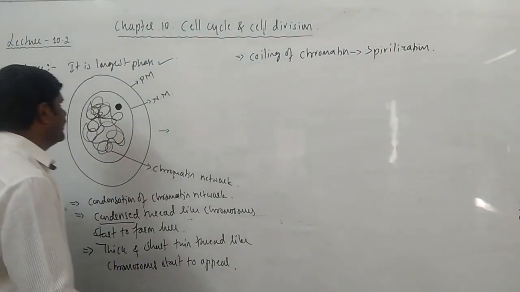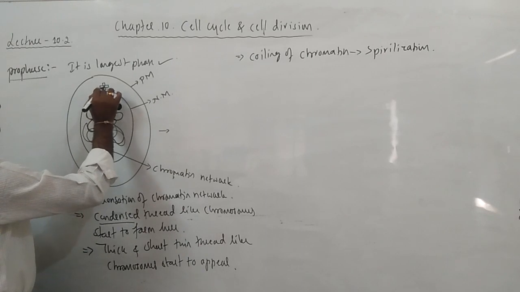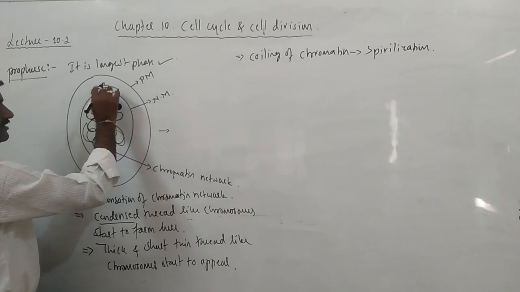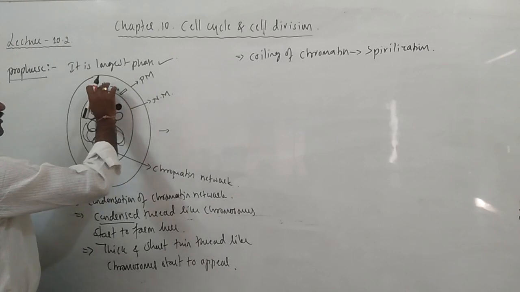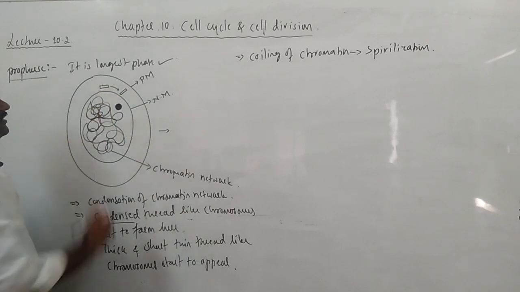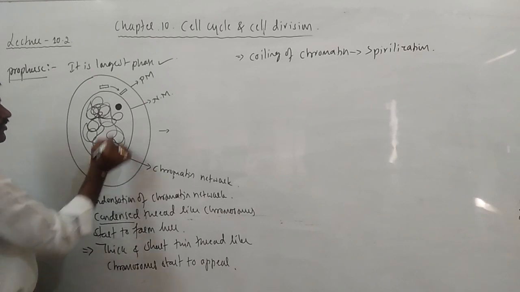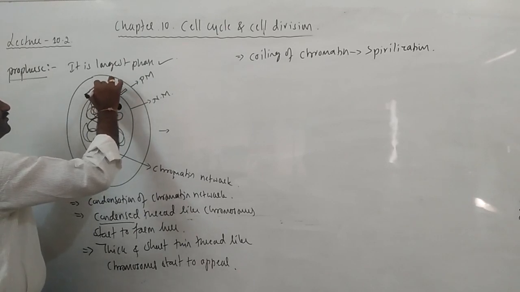Simultaneously, the centrioles that are present over here, a pair of centrioles lying at right angles to each other, start to move apart. Both of them start to move apart. One centriole comes over here, and one centriole remains over here. These centrioles move towards both the poles, so this is one pole and this is another pole. Simultaneously, they start to produce minute microtubules.